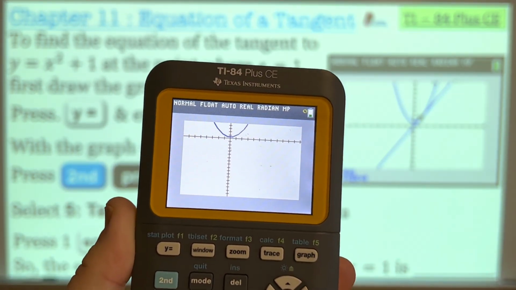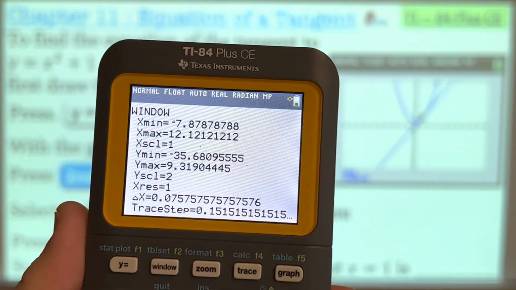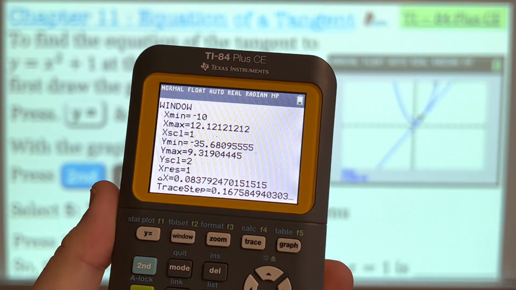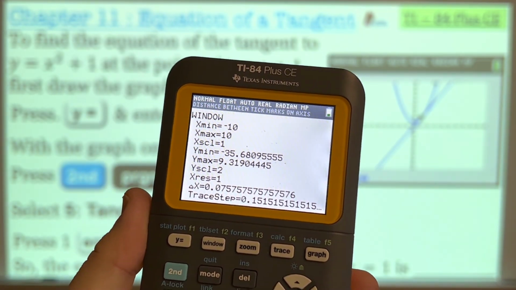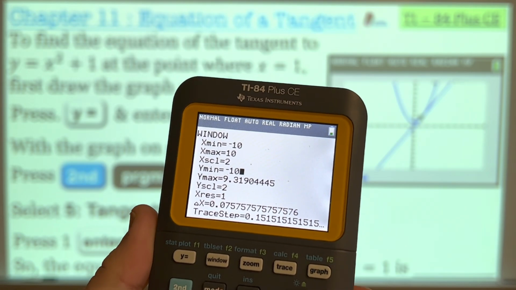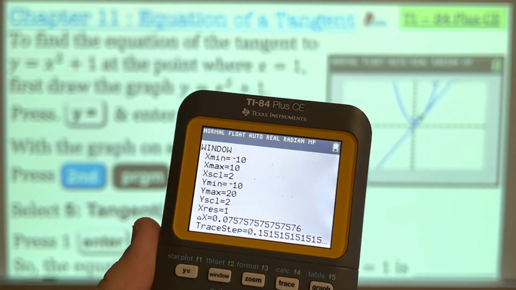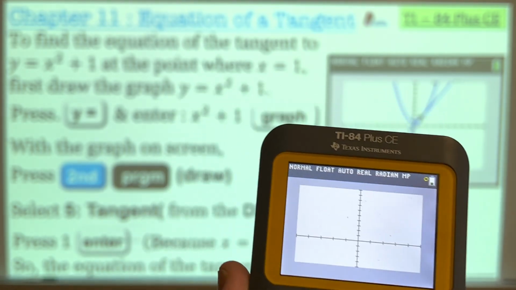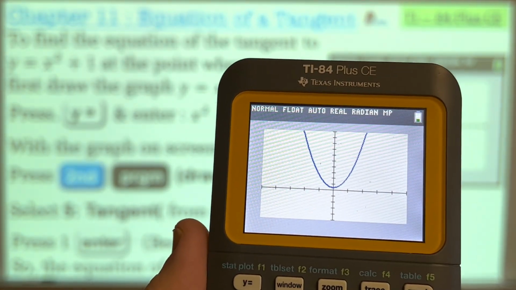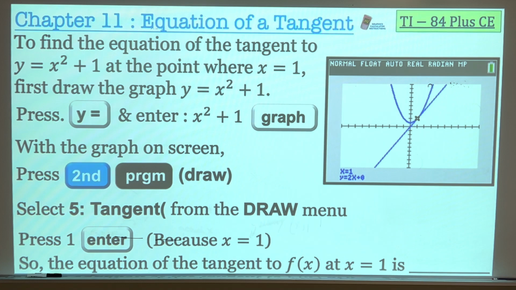Now, if you look at my graph, it looks pretty ugly. So I'm going to go to the window. I want to make it a little bit better. X minimum negative 10, max 10, scale 2. You just try to estimate. Y minimum negative, I don't know, 10. Y maximum 20, scale 2. I'm just going to estimate. Oh, this looks pretty good. All right, I got a graph. I'm happy with that.